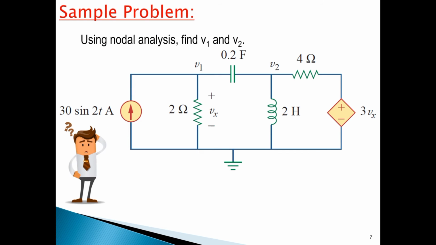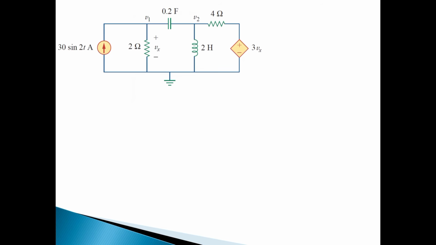So we have here another sample problem for nodal analysis. So using nodal analysis, find V1 and V2. So note that we also have here a dependent voltage source, the 3Vx, and Vx is here, and as you can see, Vx is equal to V1.